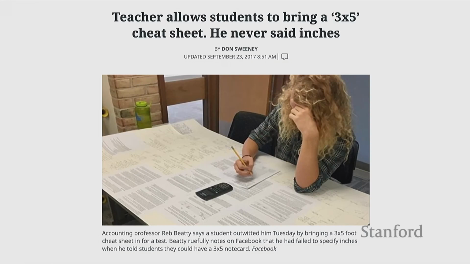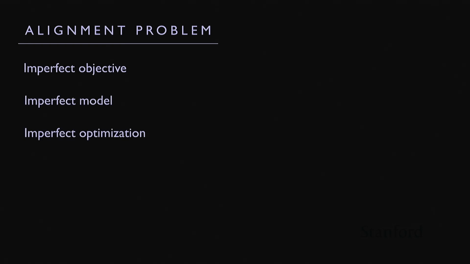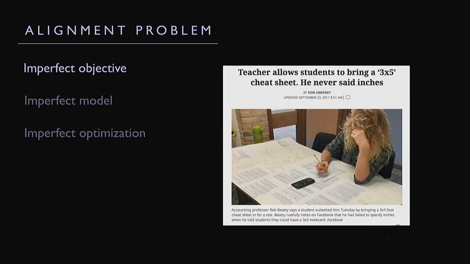So I'll just say robots and maybe some students will do exactly what we tell them to do, and we need to give them good instructions. And there's actually a name for this phenomenon, and that's called the alignment problem. And there's 3 main things that can cause the alignment problem. One is an imperfect objective, one is an imperfect model, and then the last one is imperfect optimization. So I'll go through these.